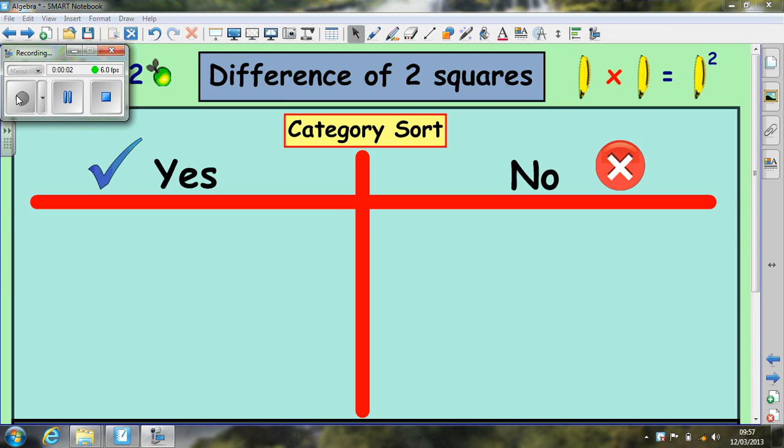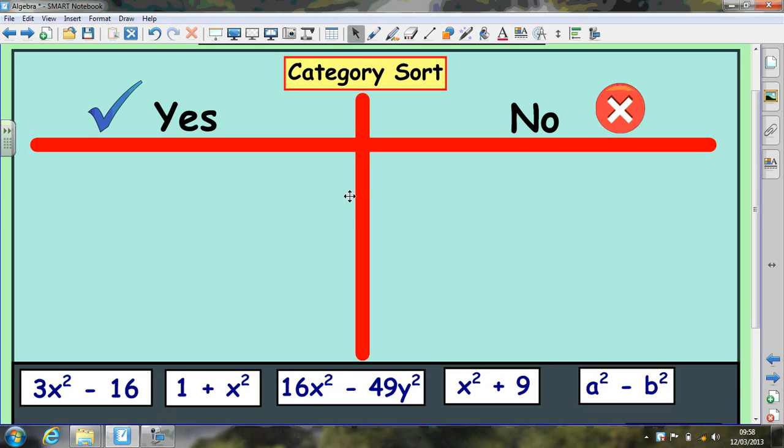In this second lesson, we're going to look at what makes the difference of two squares, how do you recognise it, and then we're going to look at some more difficult difference of two squares factorising questions where you have to do two separate steps. So let's look at this category sort first of all.